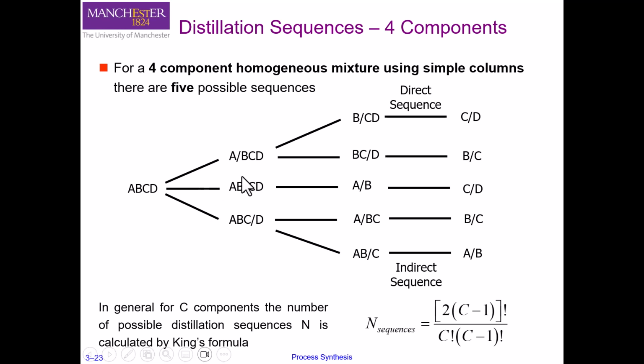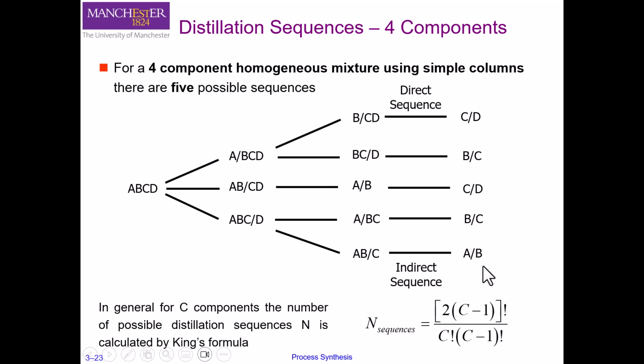Similarly, you can have other arrangements, for example, let's talk about the indirect sequence. So here you decide to take out the heavy key component first, that is D, instead of the light key component. That's why we're calling it indirect sequence. Again, in the second column, you are again taking the heavy key component first, and in the last column you are separating the remaining two components.